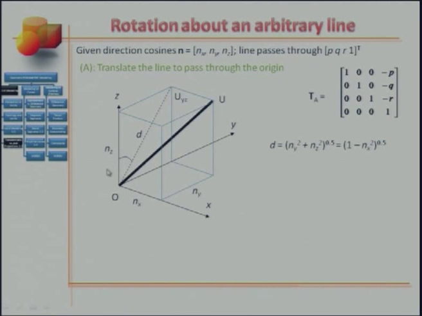Let's mark this angle and name it as psi. Then cosine of psi is nz over d, and sine of psi is ny over d.